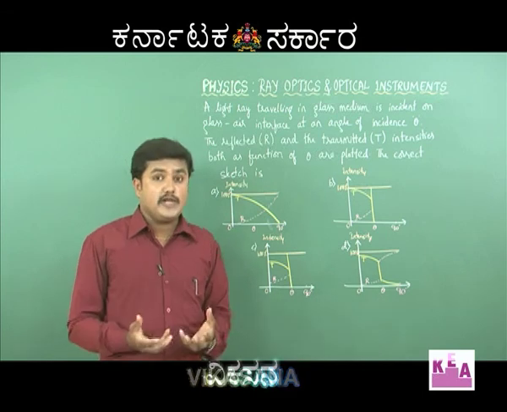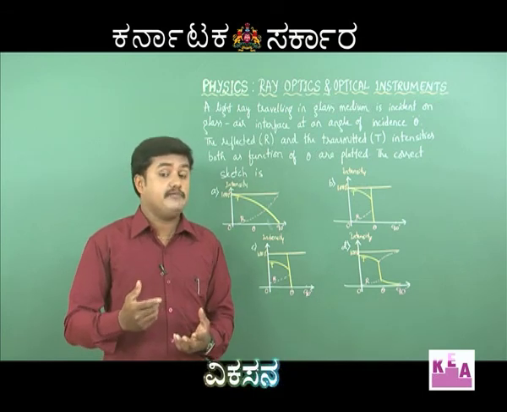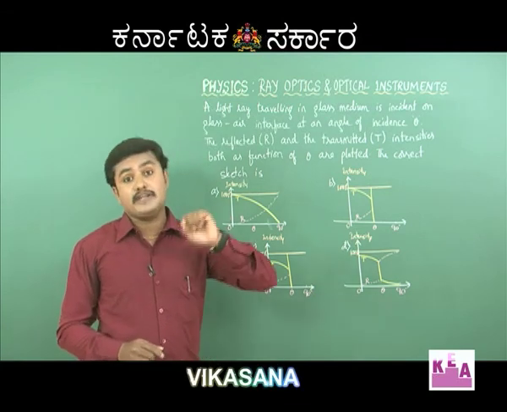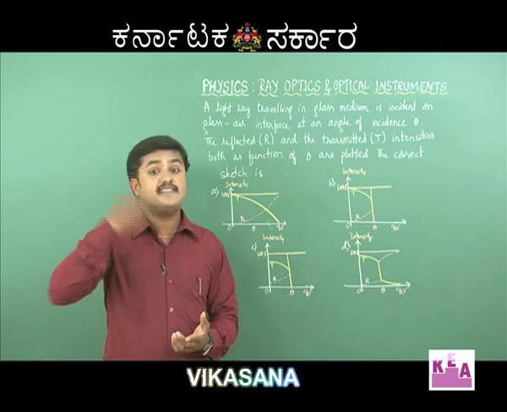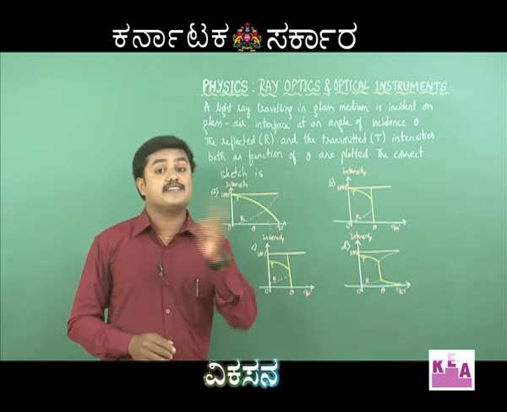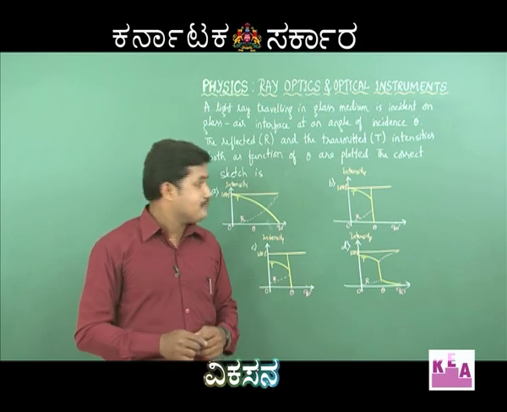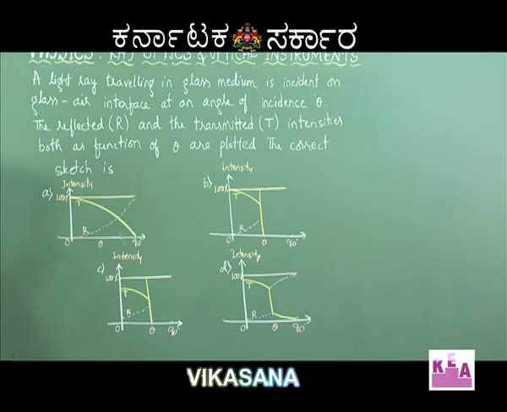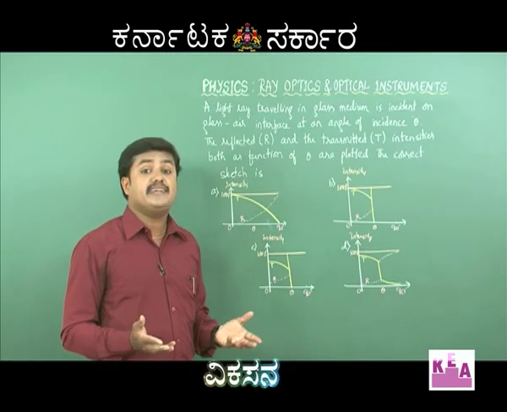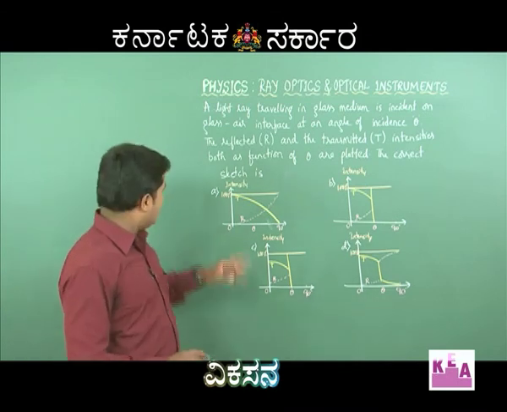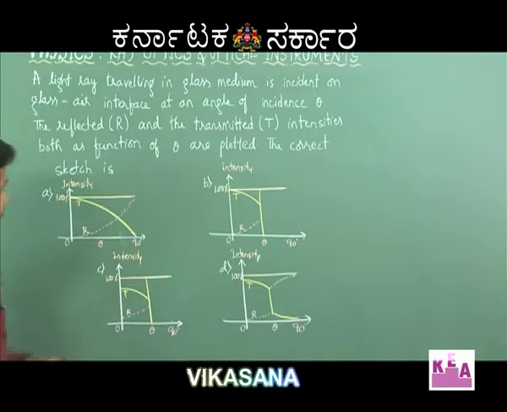Do we know any concept about what happens to a ray which is traveling from denser to rarer medium? Yeah, when we talk about the propagation of light from denser to rarer, we have to think about total internal reflection, which takes place after some angle called the critical angle. And is that concept depicted correctly in any of the options? So what happens after some angle theta? There won't be any transmission. It is completely reflection.